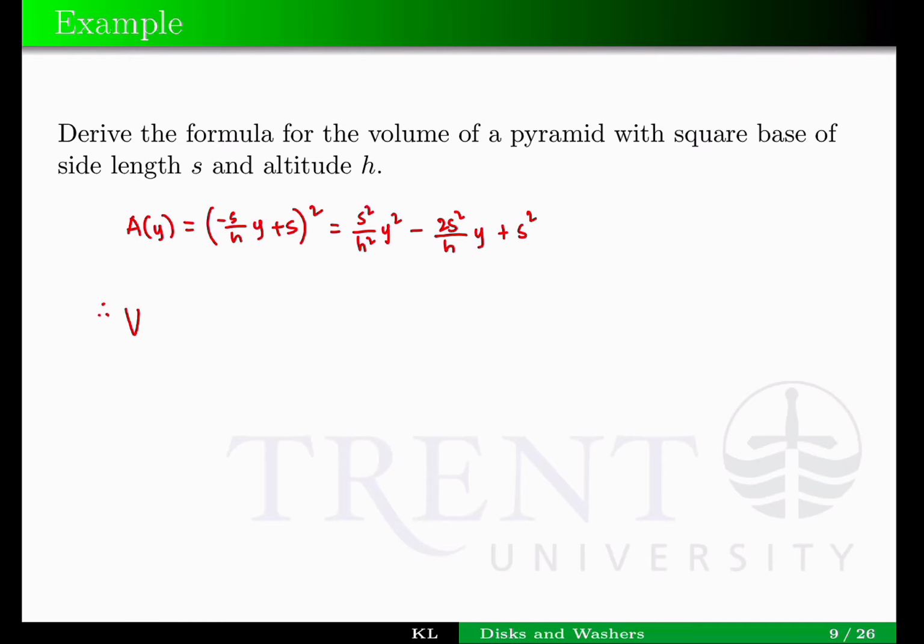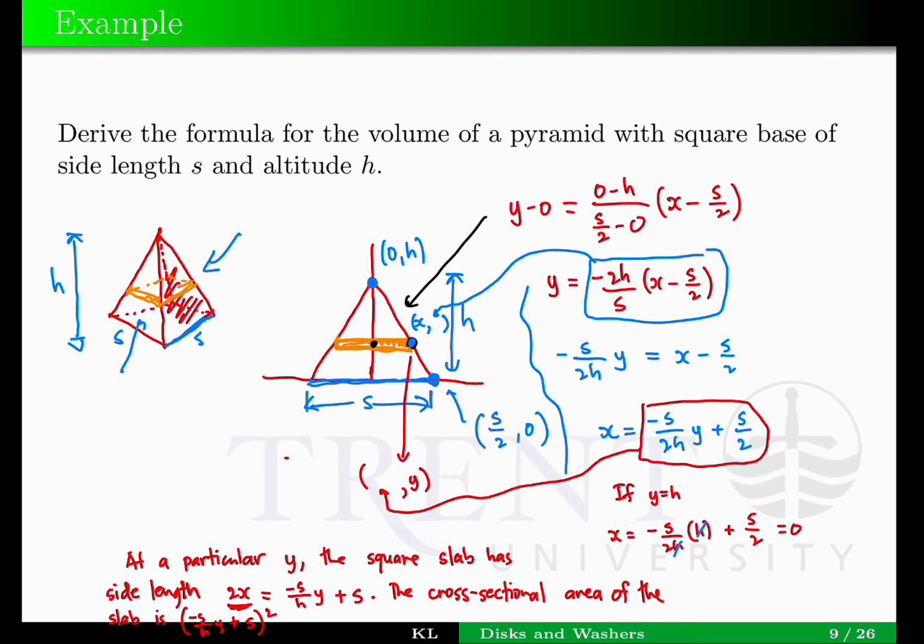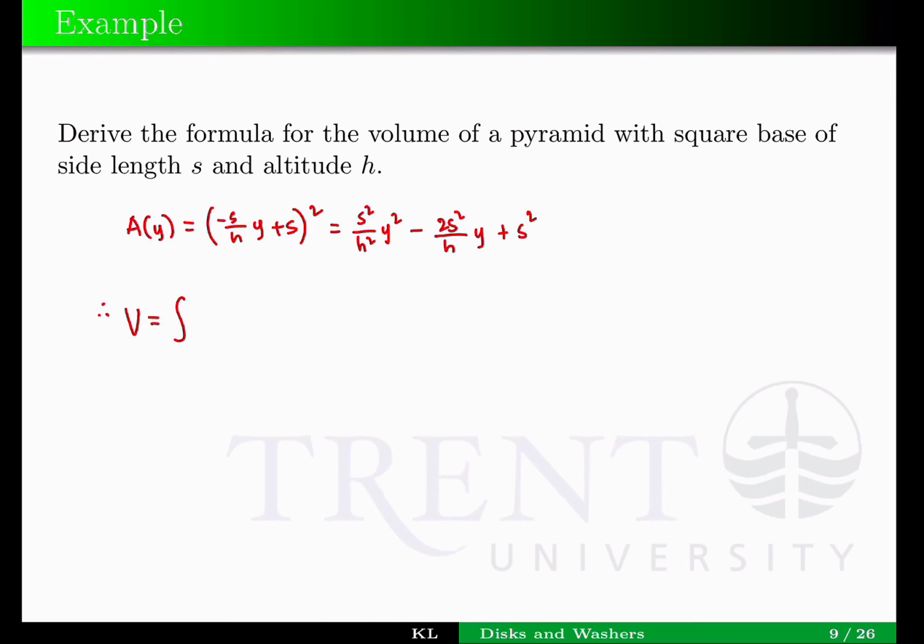Therefore, the volume of that pyramid will be equal to the integral. The lowest value of y is 0. The highest value of y is h. So the integral will be from 0 to h of this A of y dy. But we already know A of y, so this will just be the integral from 0 to h of s squared over h squared y squared minus 2s squared over h y plus s squared dy.